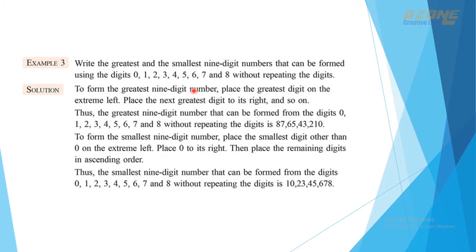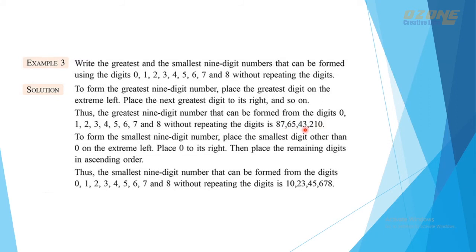We need to arrange the given numbers in descending order, because we always compare from the first place onwards. So the first place should be the greatest number. So we will arrange the numbers in descending order and write the numbers just like that. That is 876543210. That will be the greatest 9-digit number.